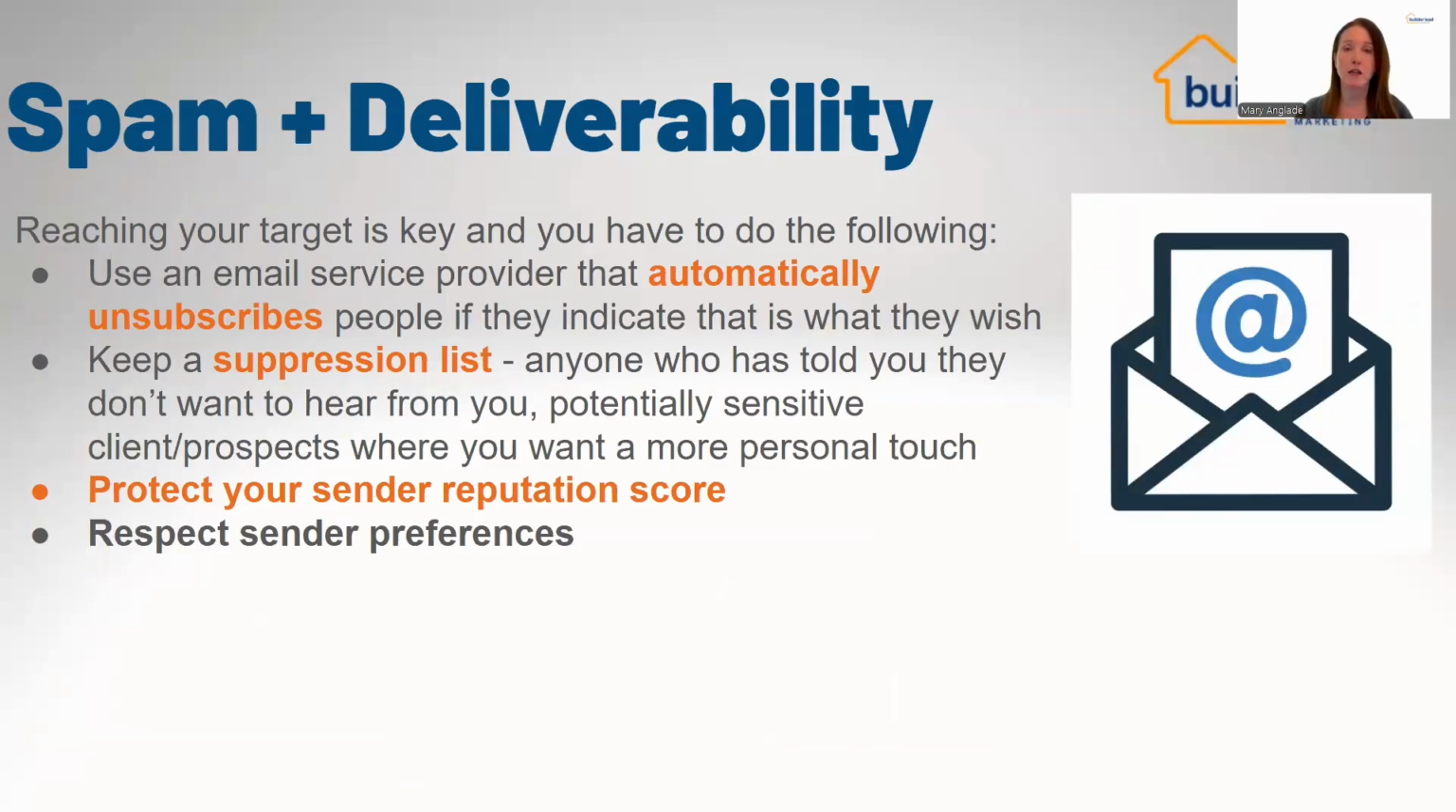So again, using MailChimp or Constant Contact, they automatically unsubscribe people. You may also want to keep a suppression list. This is different than just people who have unsubscribed. We worked with a nonprofit years ago, and they didn't want their VIPs, the people who had given them a lot of money, to get automated emails. So they had a suppression list and those people were on it. So you may have certain prospects or sensitive customers that you don't want getting anything automated. You would put those on your suppression list.